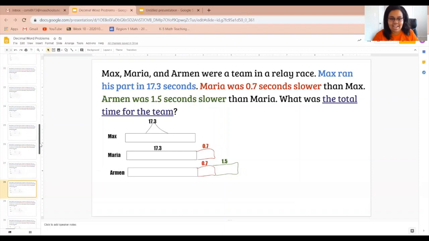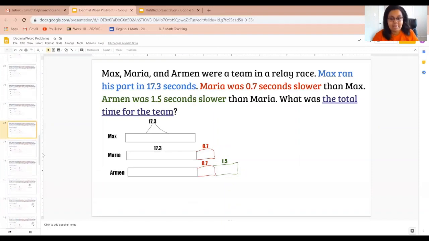All right, I'm not done with the problem yet because we're still trying to figure out what was the total time for the team. So I need to now figure out how much time all three of them took combined. What operation do you think I would need to use for this problem? Did you say addition? If you did, you're right. I need to add these 3 times together.